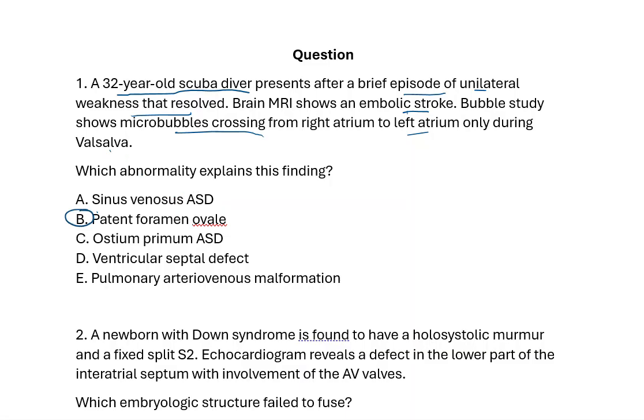Patent foramen ovale, right? And remember, with scuba diving, they could have nitrogen that dissolves in their blood, right? And that nitrogen could bubble out, and that could lead to what? That could lead to air embolism. So that could cause air embolism in those patients.